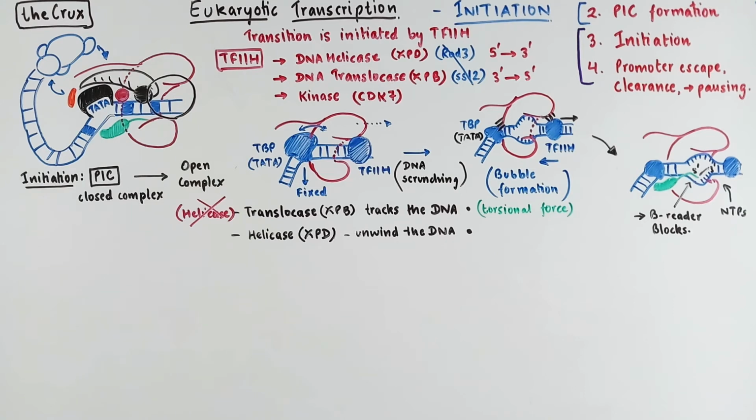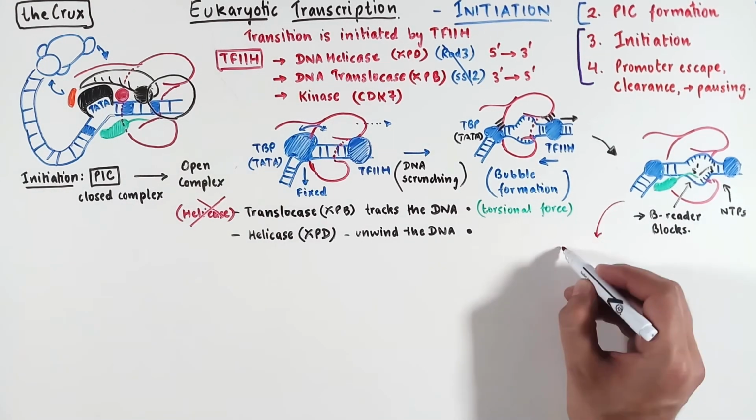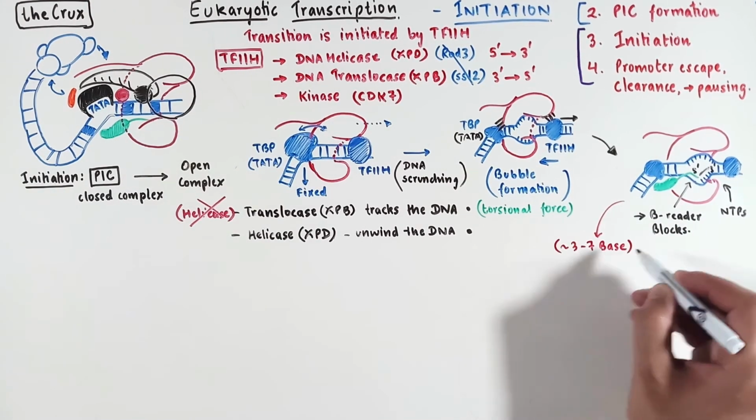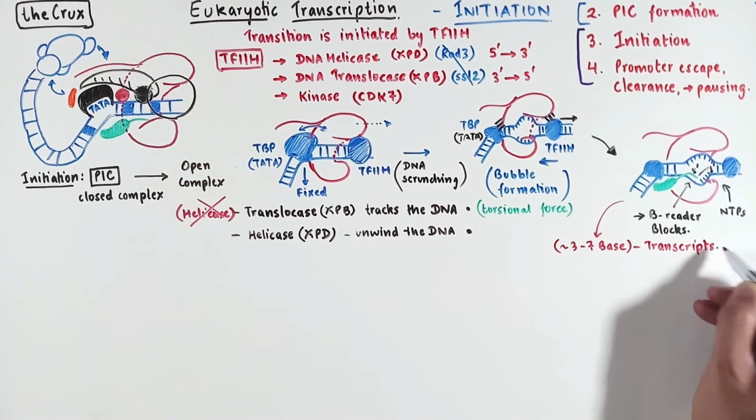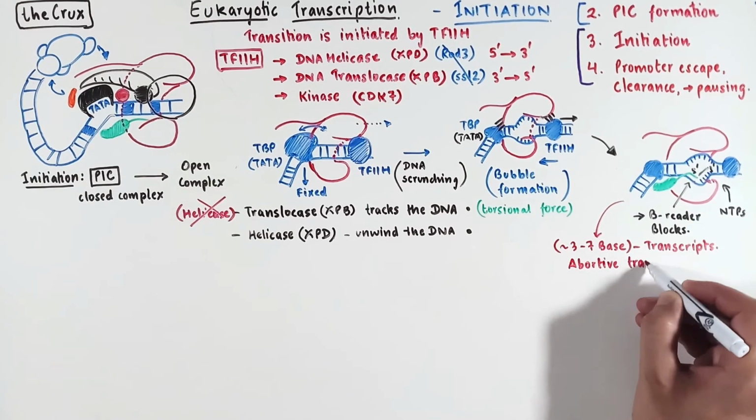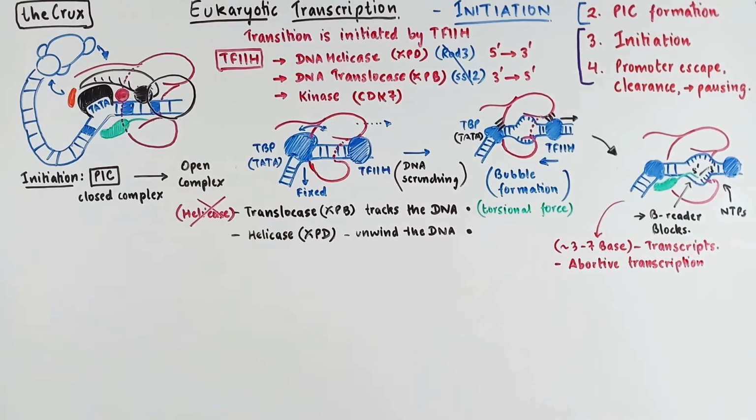And sometimes the RNA fails and releases these short 3 to 5 or sometimes even 10 base pair long transcripts in this process. And this process of aborting the short RNAs is called abortive transcription. And this is really due to the blocking activity of TF2B, which prevents the RNA from elongating further.